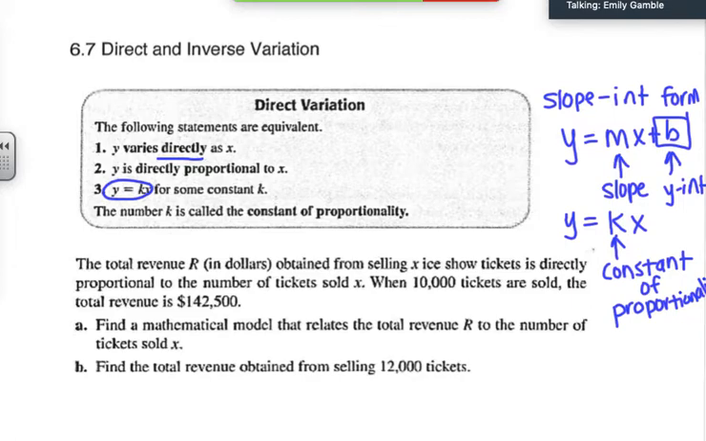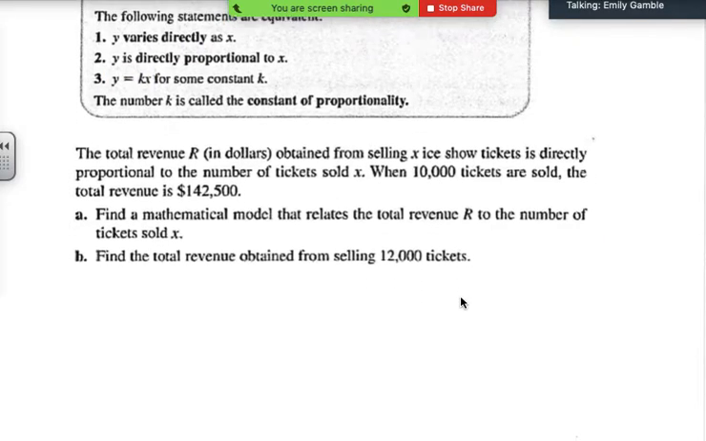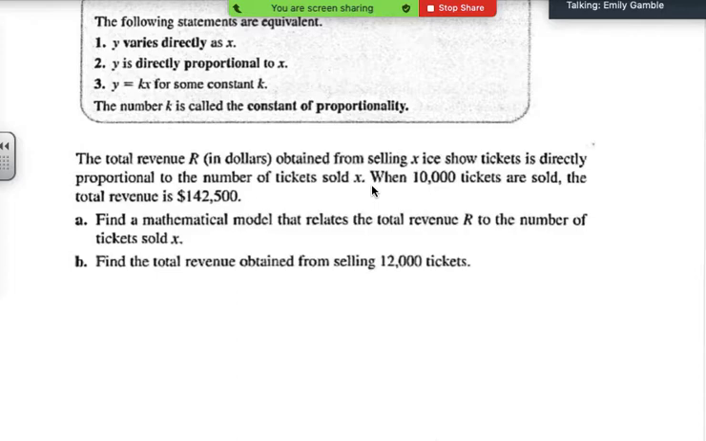In order to do this problem, the first thing I would want to do is make sure that they say the word directly, because there is a different type of equation that's inverse. Because they say directly, I know that my equation is going to look like this. Now, in the problem, they are telling us to use R for revenue instead of y. You can do that, or I'm just going to say that y is equal to the revenue, and they tell us that x is equal to the number of tickets.